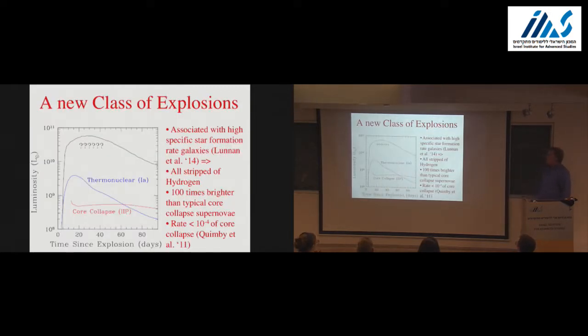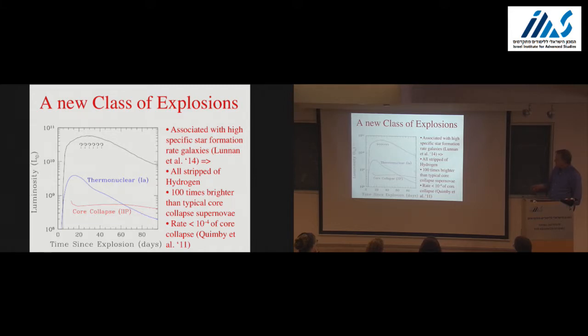So just to summarize this class of explosions before I launch into what at least a number of us think they are, this is where they sit. Core collapse supernovae are way down here. Here are type 1As, and these guys are sitting way up here. As I'll show later on, they're associated with high specific star formation rate galaxies, aka low metallicities. There's no hydrogen. They're 100 times brighter.